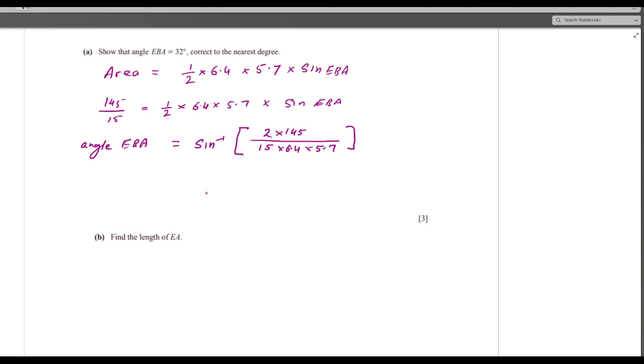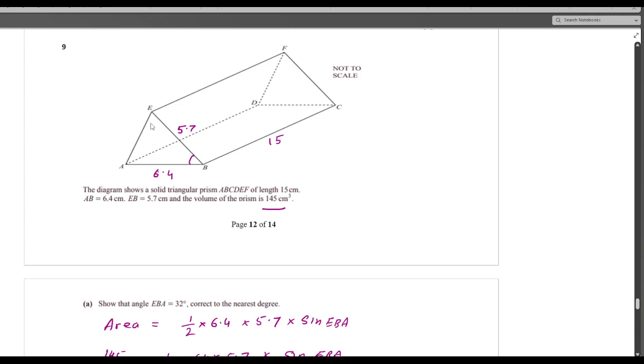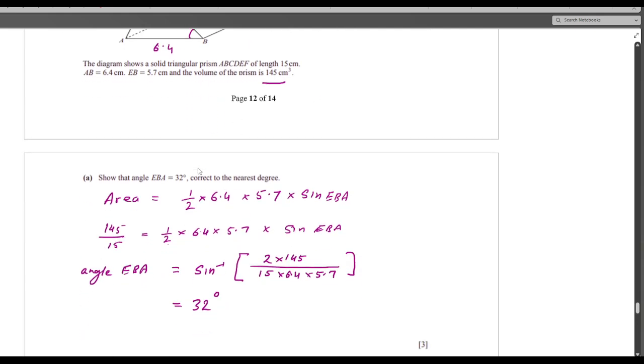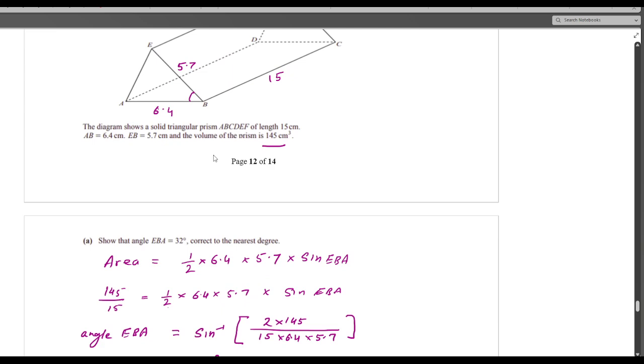So your answer is exactly 32. So 32 degrees. Now the second question is find the length of EA. For that we will use the cosine rule. Now this angle 32 I know.